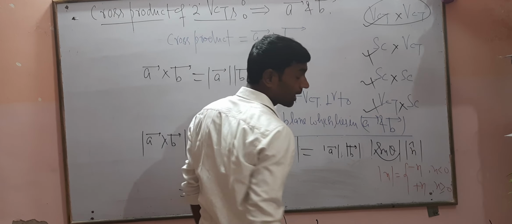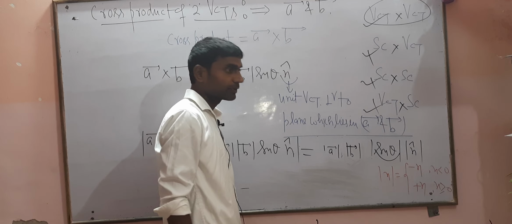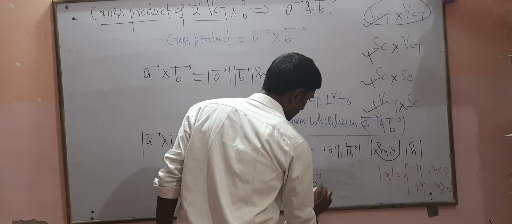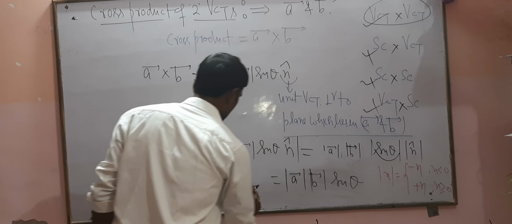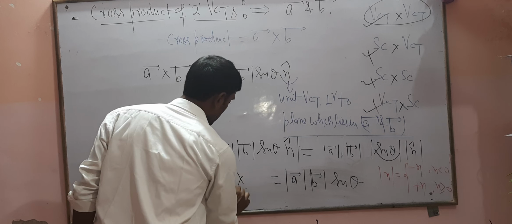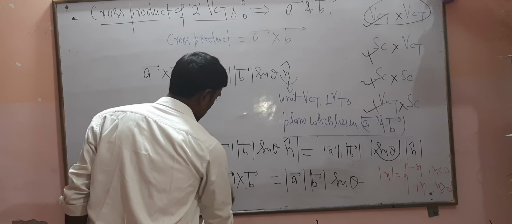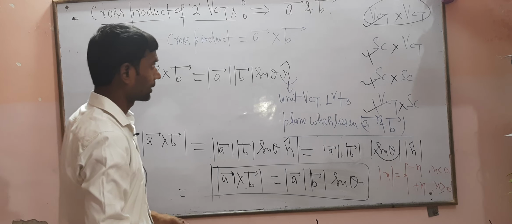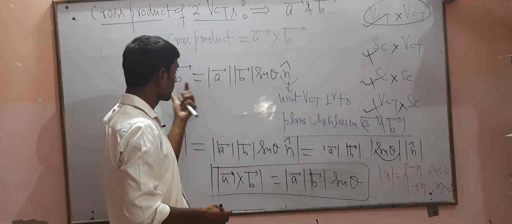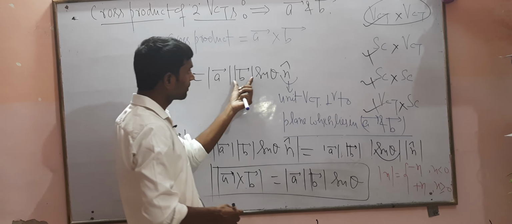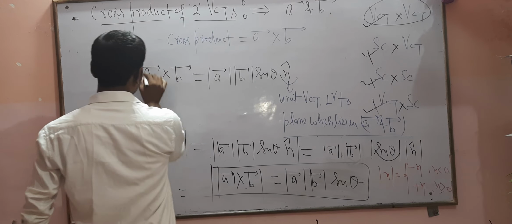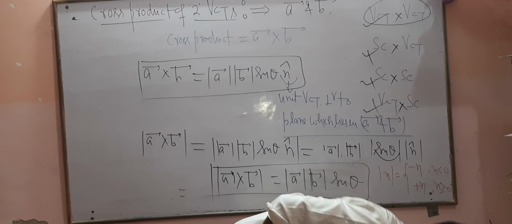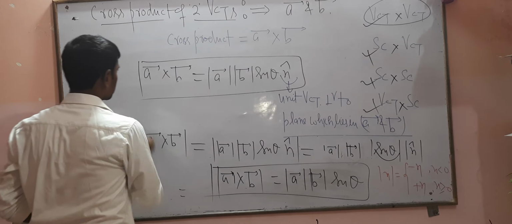Or mod of n cap. N cap is what? N cap is the unit vector. This implies that we get mod of A, mod of B, into sine of theta. This one is the mod of A cross B. Mod of A cross B equals mod A mod B into sine theta. But A cross B equals mod A mod B sine theta into n cap. Okay. Let us take our example for the A cross B.